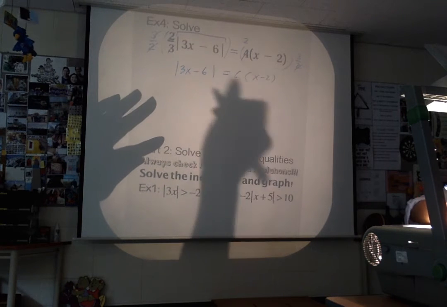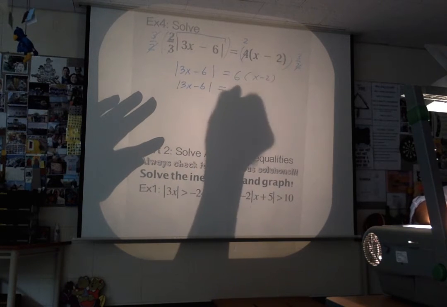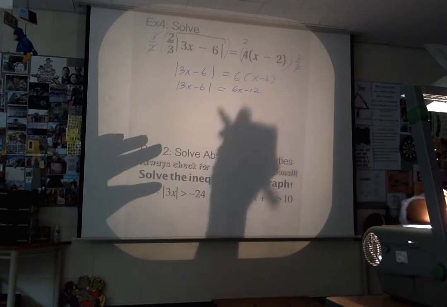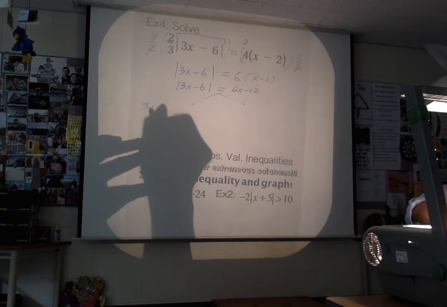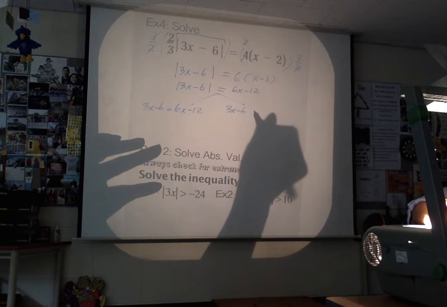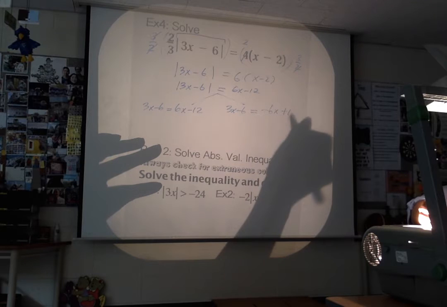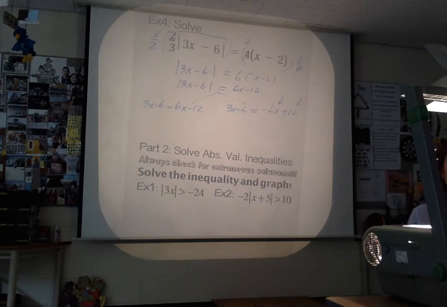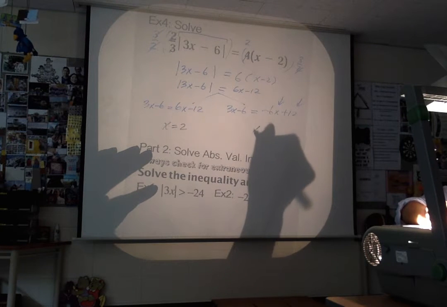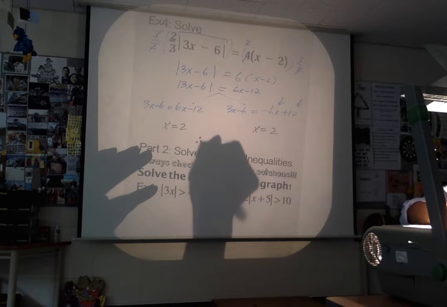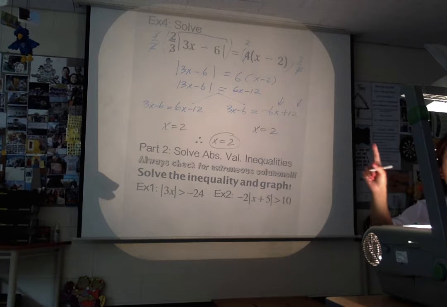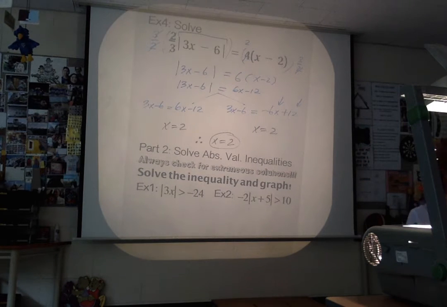Okay? So now, I want to simplify everything first. Is equal to 6x minus 12. Now the absolute value is standing all alone, so I can branch out. 3x minus 6 equals exactly what you see. And 3x minus 6, left hand stays the same, equals negative 6x plus 12. These are opposites now. The arrows are important, okay? Now when you solve it, you get x equals 2 and x equals 2. Therefore, x equals 2 is your only solution. That means there's only one value that will make this equation true.